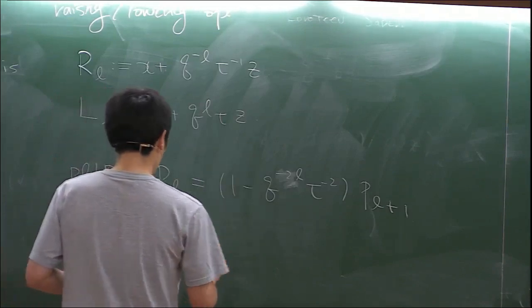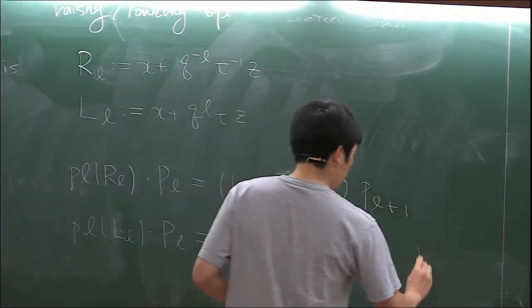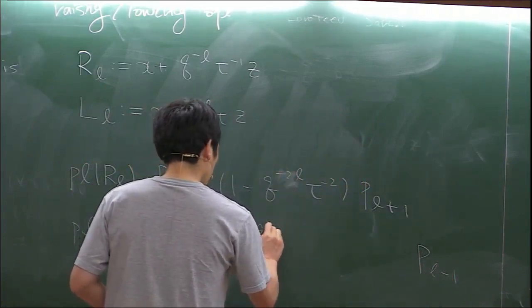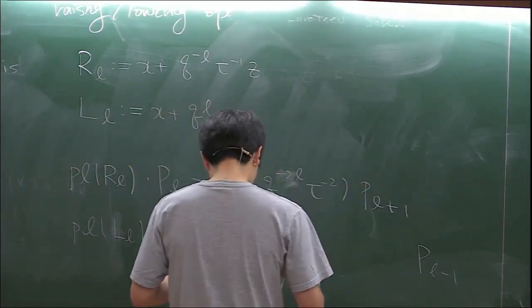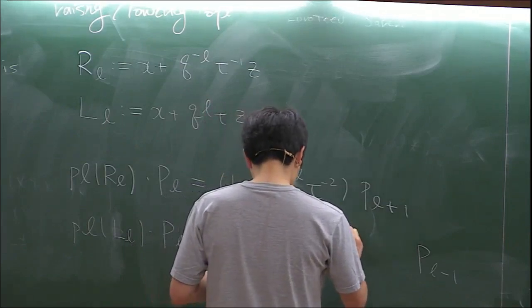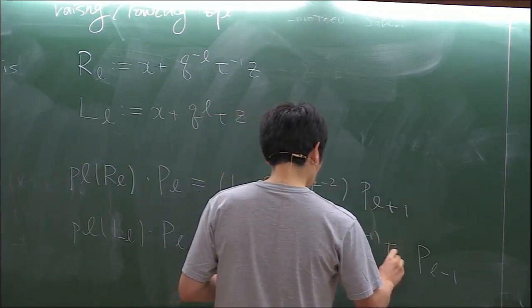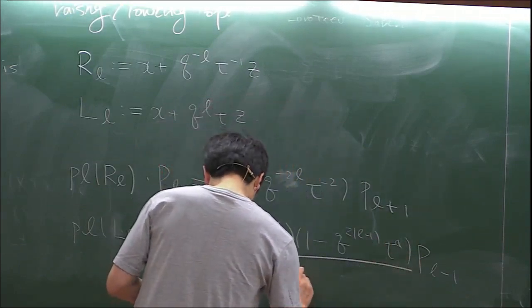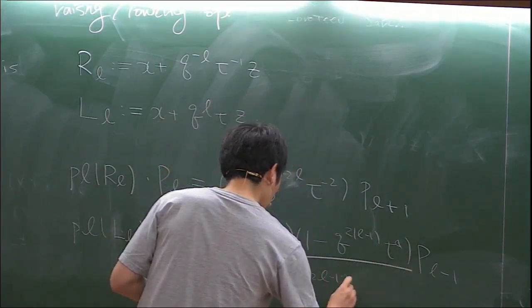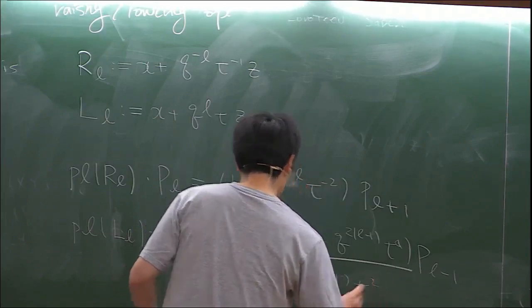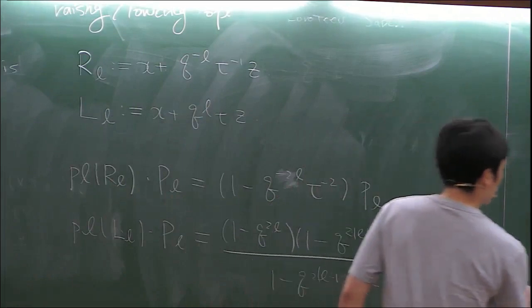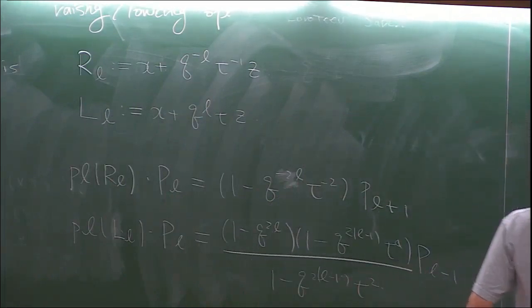P_L acts to decrease the number of boxes, L minus 1, and (1 minus Q to the 2L)(1 minus Q to the 2(L minus 1) T to the 4) over (1 minus Q to the 2(L minus 1) T square). So you want to define this lazy lowering operator.